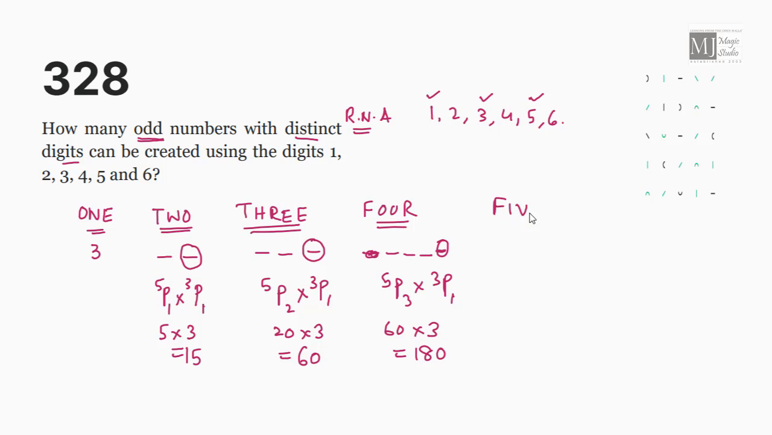5 digit numbers. The last digit needs to be occupied by 1, 3, 5 only in 3p1 ways. The remaining 5 digits would be arranged in these 4 places in 5p4 ways. 120 into 3, 360. Then we can have a 6 digit number also.